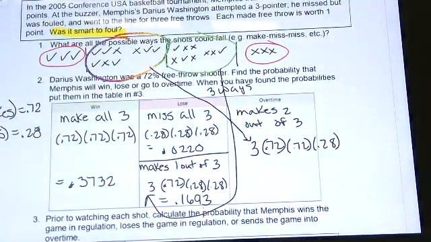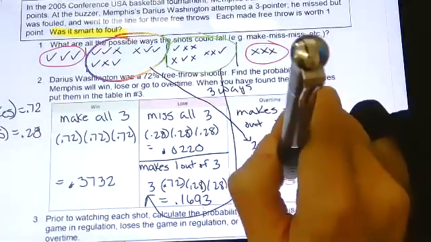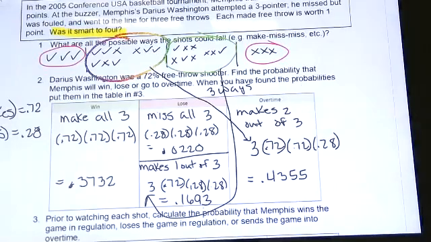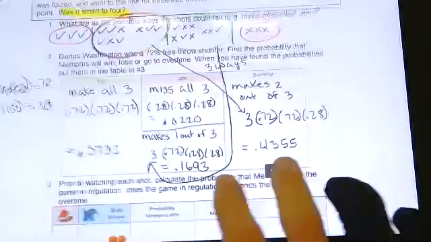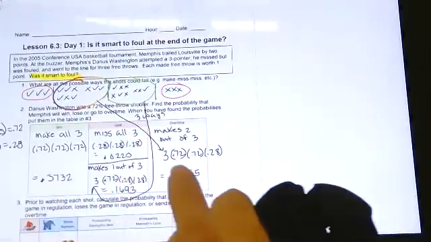So 3 times 0.72 squared times 0.28. And this comes out to 0.4355. So about a 43.5% chance that he ties the game and they have to go to overtime. And then as far as strategy goes, it would all depend on, how likely is it for Louisville to win in overtime.